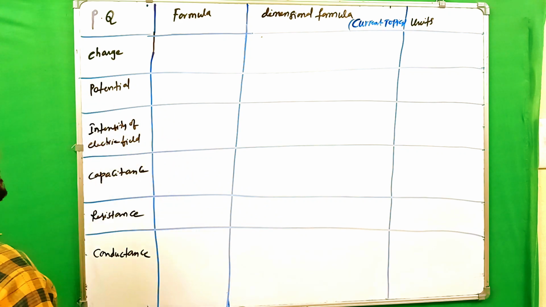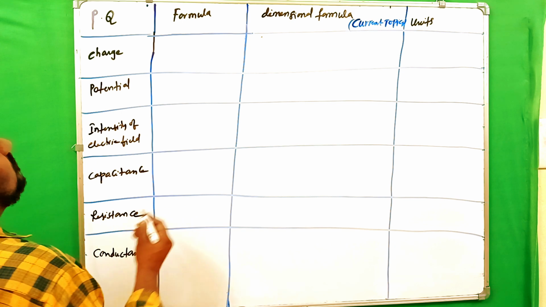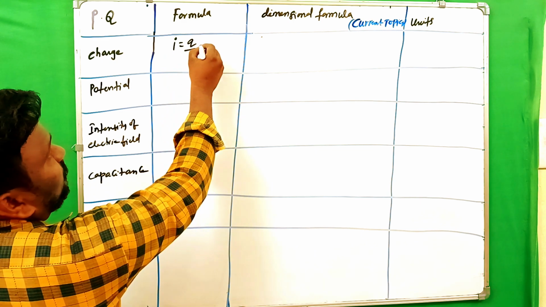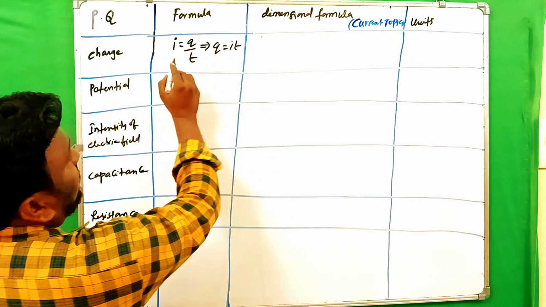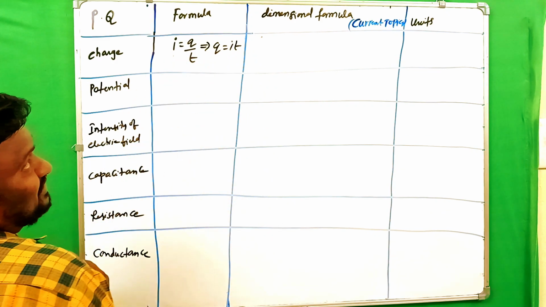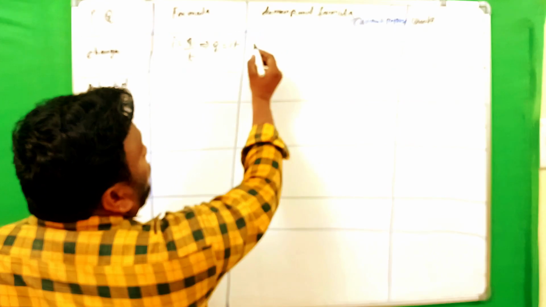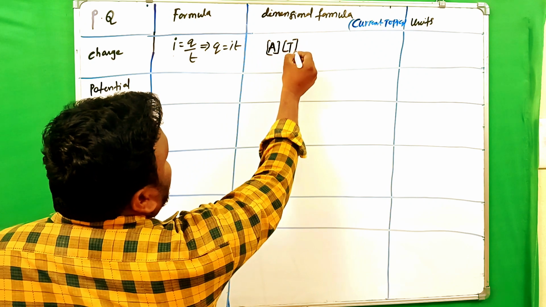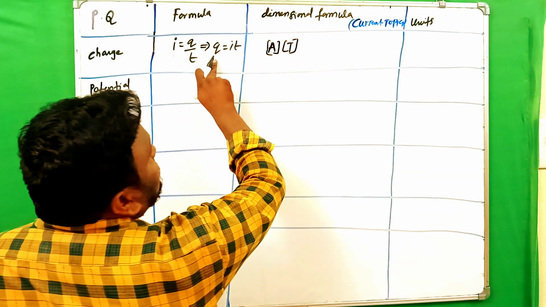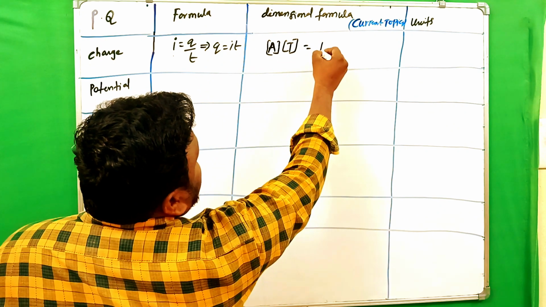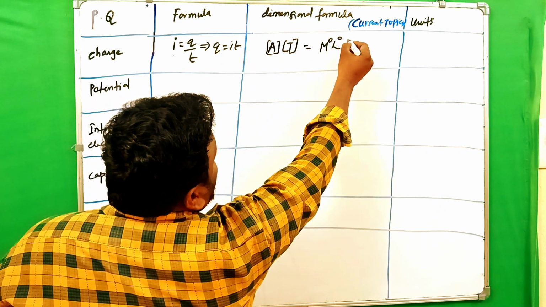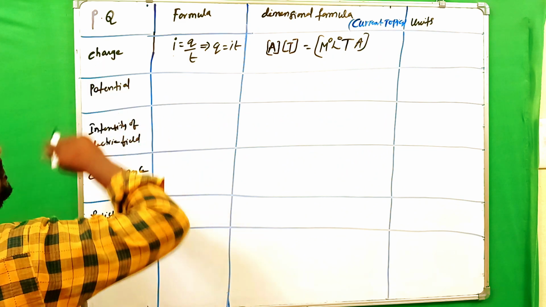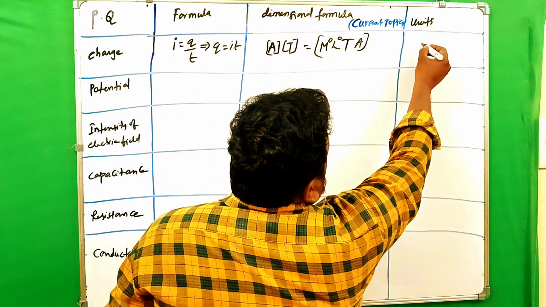So first is charge. What is the dimension formula of charge? Here we know current I is equal to Q by T. From that, Q is equal to I into T. I is the current, Q is the charge, T is the time. Clear? Current is shown as A and time as T. So the dimension formula of charge is A into T, or simply M to the power of 0, L to the power of 0, T A. The unit is coulomb.